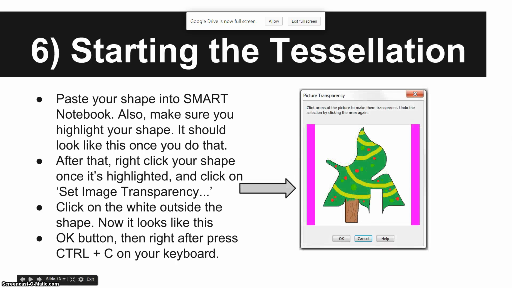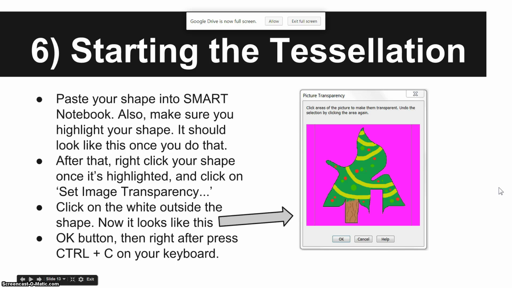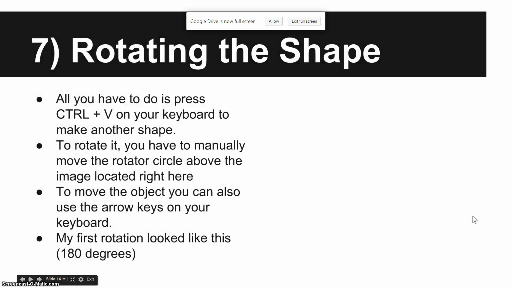After that, right-click and click Set Image Transparency. Then this should show up. Click on the white outside the shape so it ends up like this. Once it looks like that, click the OK button. Right after you click the OK button, press Ctrl-C on your keyboard. Now we can paste our shape all we want with no troubles. To make another shape, all you have to do is push Ctrl-V on your keyboard.